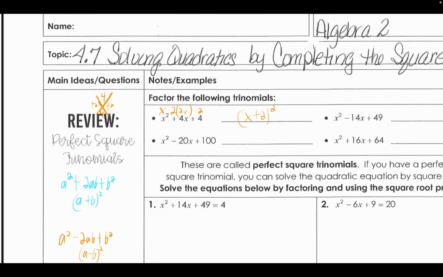This next one, once again, x times x is x squared, and 10 times 10 is 100. If we do 10 times x and double it, we get 20x. With this negative, the sign in between them is negative, so it's x minus 10 quantity squared. It's also true that negative 10 times negative 10 is 100, and 2 times negative 10x would be negative 20x, which is how we know this is negative.